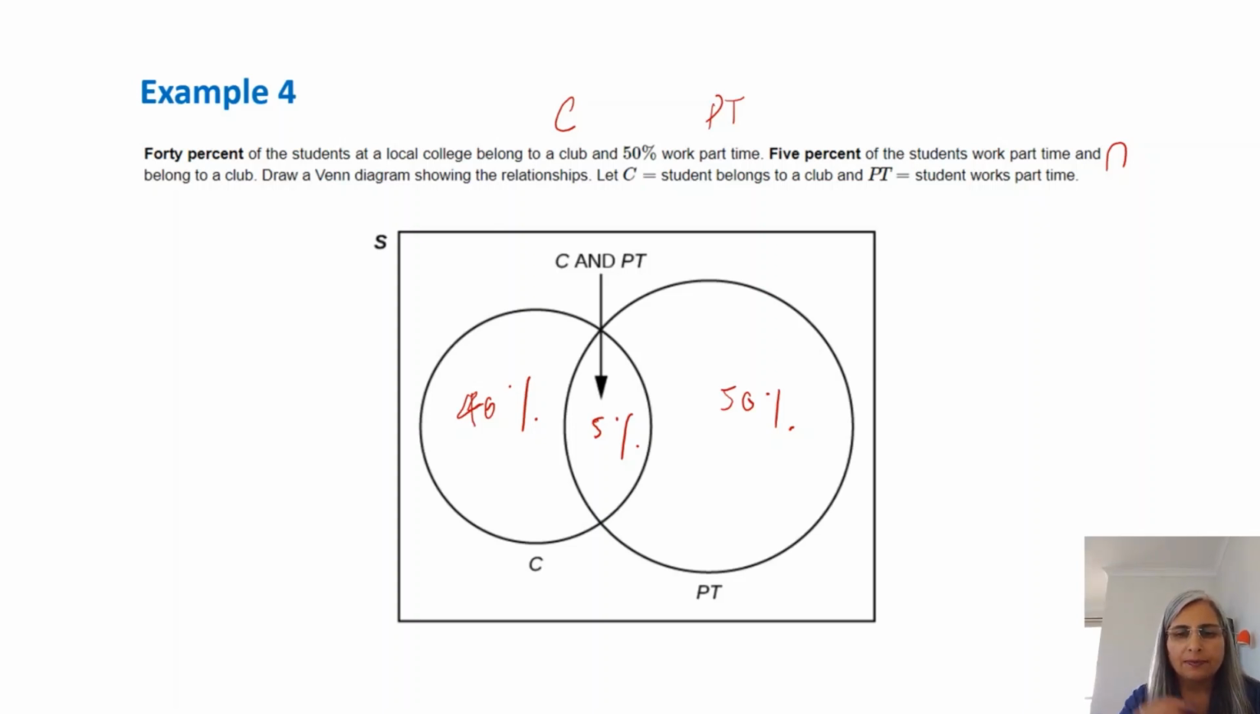Now we know that if we add 40 plus 5 plus 50, then it will include the 5% choice. So we have to add them and then subtract 5% once. So 50 plus 40 is 90, and then 95 minus 5 altogether, this is 90%. How much is left? 10%. So 10% students neither go to the club nor they work part-time. Does that make sense?